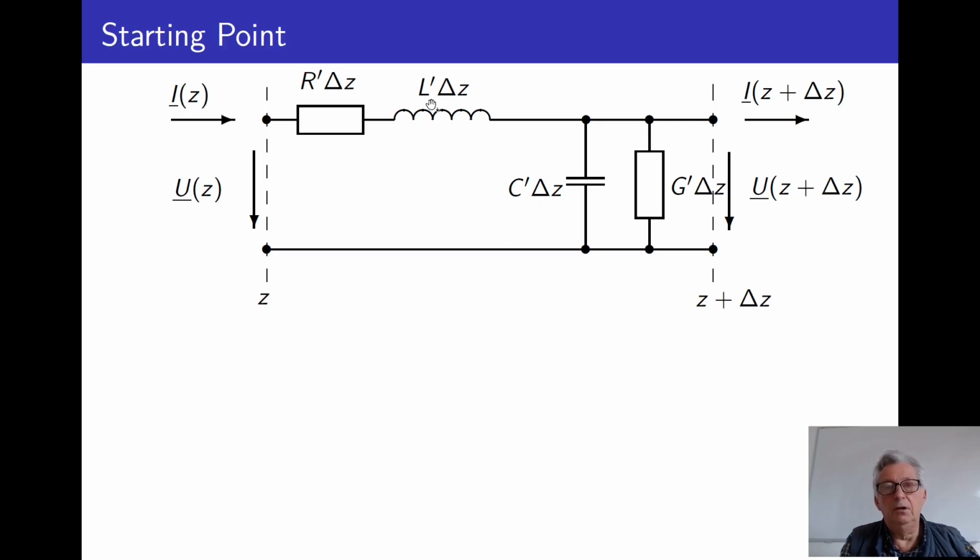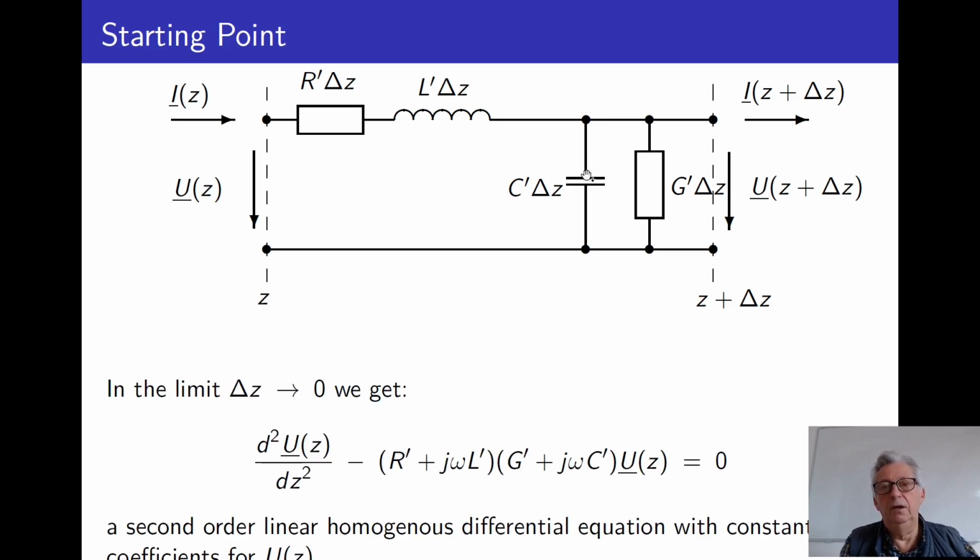The inductance accounts for the magnetic field stored in this section. The capacitor accounts for the electric field energy, which is stored in this section, and the series resistance accounts for the losses due to the current, and the conductance accounts for the losses due to the voltage.